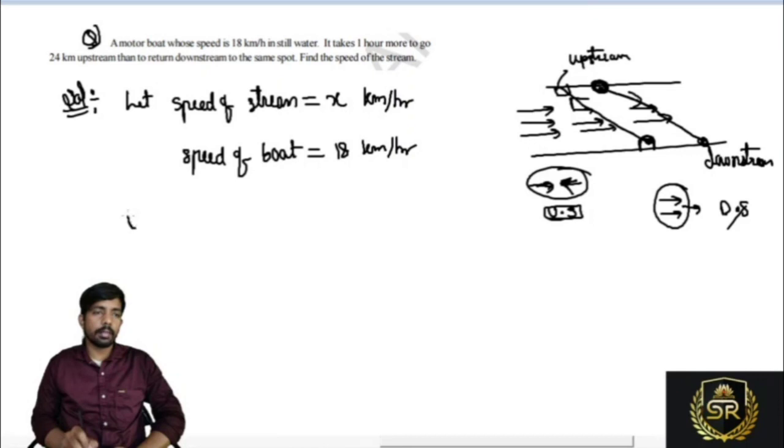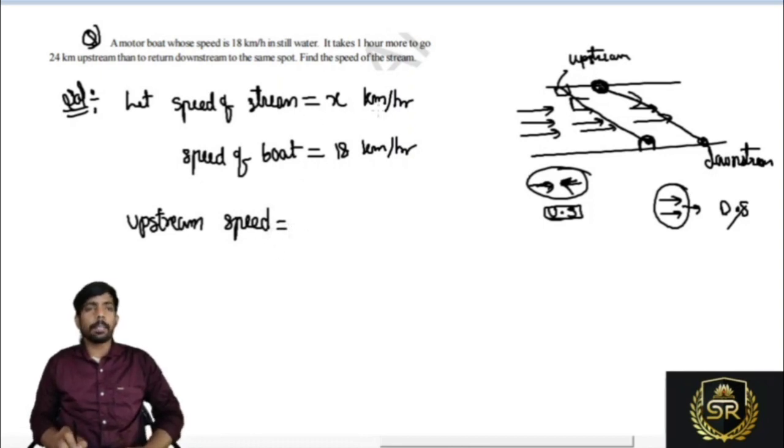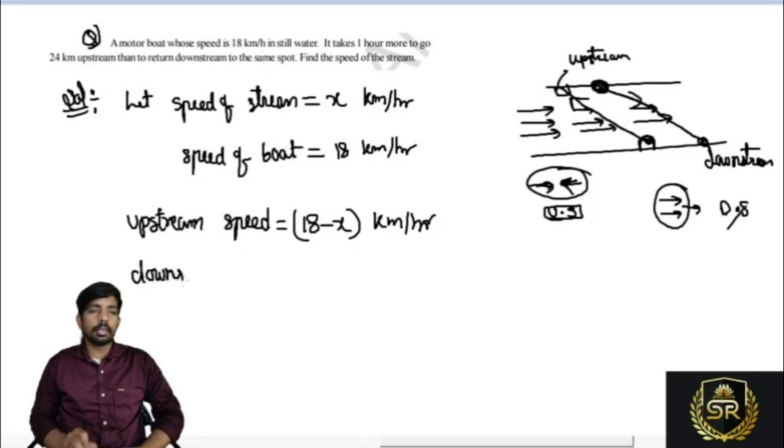Okay, upstream speed is equal to 18 minus x kilometers per hour. Here the downstream speed equals 18 plus x kilometers per hour, because we should add when both are in the same direction. So the upstream speed is given, and the downstream speed, we got it.